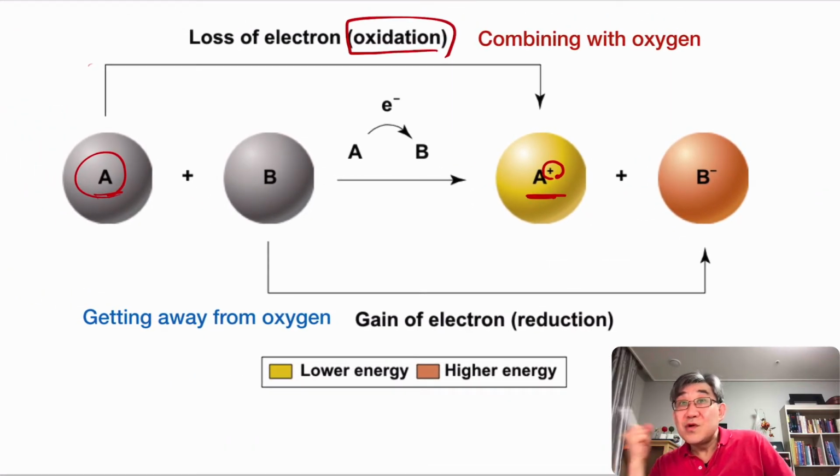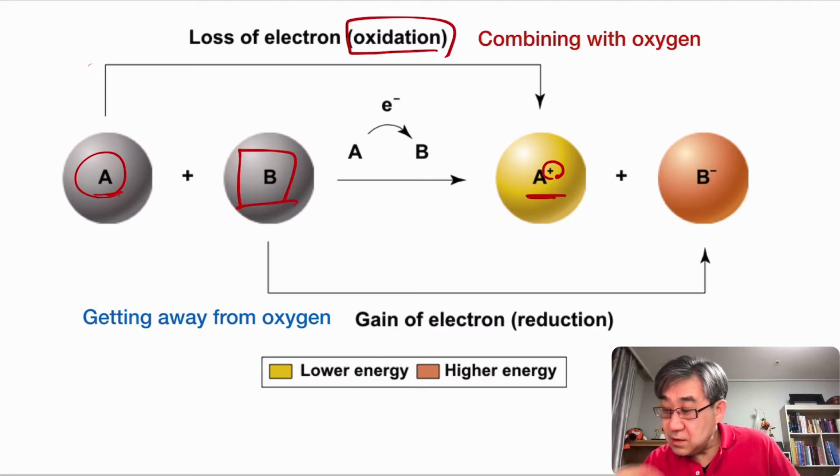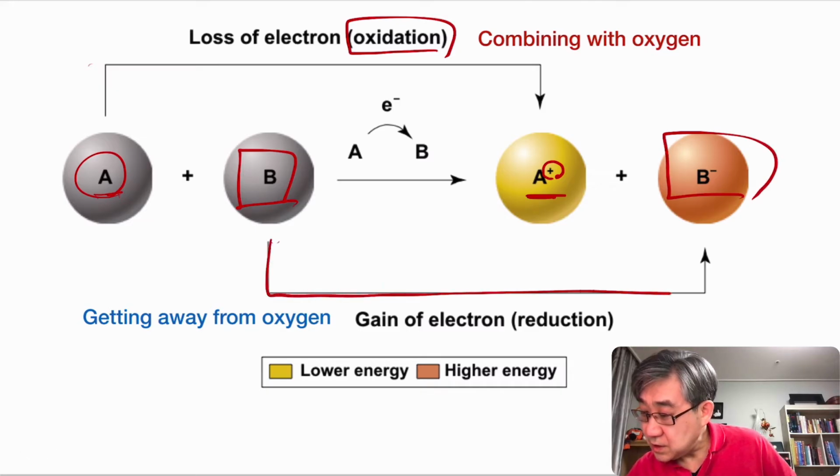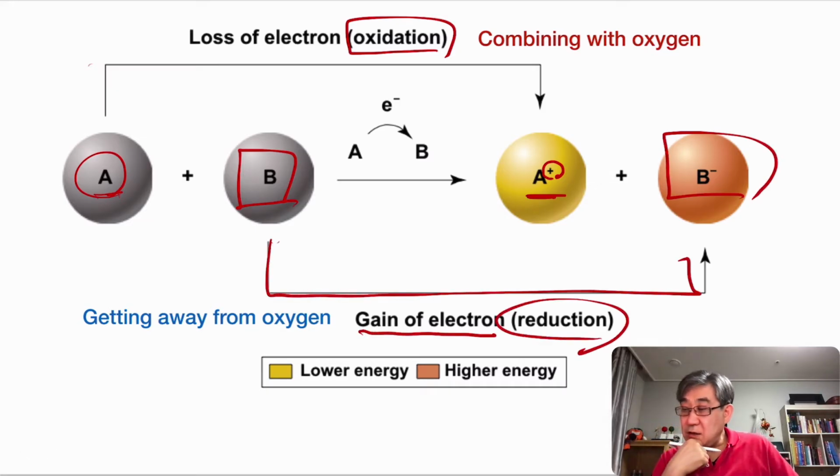But on the other hand, who picked up the electron originally present in A? Me. This molecule B was the one who took the electron from A. So now we can say that B has been reduced, right? Since B gained one electron, which was originally present in A, B is reduced in this reaction. Okay, so this is what I'm saying, that in the redox reaction, one is oxidized, and then in return, the other one is reduced.